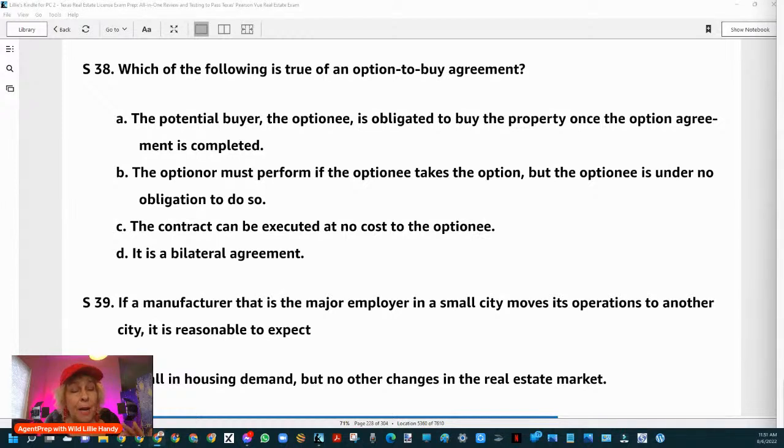So it is not a bilateral. Bilateral is after the option period. Now both parties have to perform. The seller has to sell, the buyer has to buy. However, a buyer can still terminate, but they're going to lose even more money and earnest money in addition to all the other things. So S38 was B.